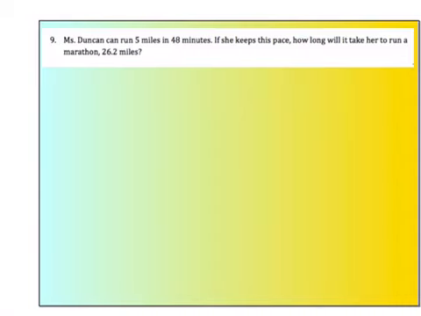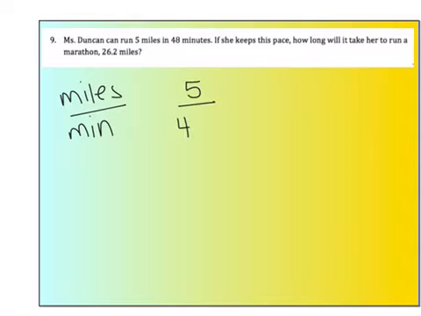Number 9, our last one here. Miss Duncan can run 5 miles in 48 minutes. If she keeps this pace, how long will it take her to run a marathon? 26.2 miles. So we're going to set up a proportion for this. We're going to have our miles on top and our minutes on the bottom. So here's the proportion I'm going to end up with. Miss Duncan can run 5 miles in 48 minutes. We want to know, if she keeps this pace, how long it will take her to run 26.2 miles. Well, miles is on top, so I want that to go on top, and I don't know how many minutes that's going to take me, so that's going to be my x.